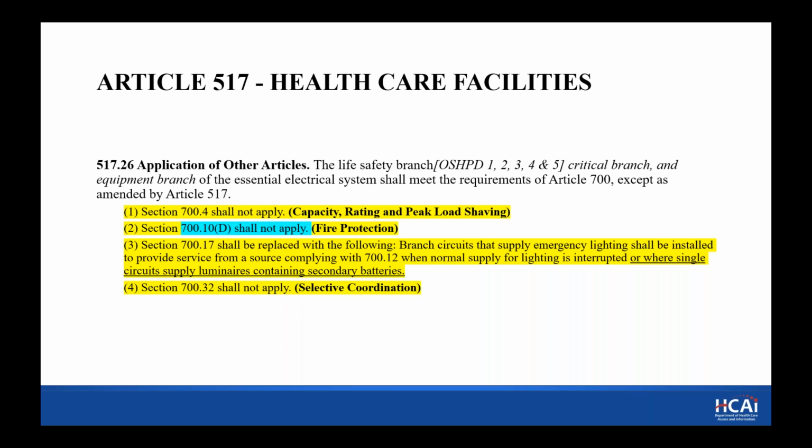717 is just addressing emergency lighting, and we have that. And then 700.32, which is selective coordination, is not required. We have selective coordination requirements for other than the emergency system, like elevators and fire pumps, but we have our own requirement in 517.31(G) for coordination, which is a little bit more lax than the selective coordination requirement found in Article 700.